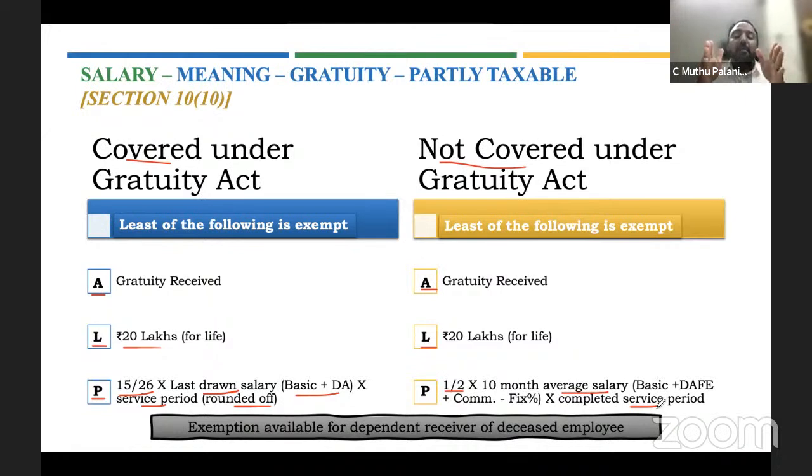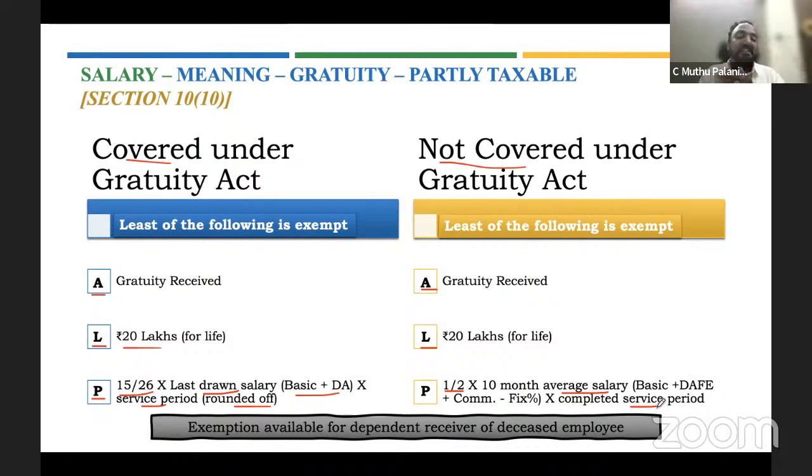Why take 10 months? Because you might have had appraisal, increment. So some changes would have happened to your salary. So instead of taking 1 month, you're taking an average of 10 months salary. So what do you mean by salary? When covered under Gratuity Act, it is basic plus dearness allowance. Here, when it is not covered, it is similar to HRA. What is it? Basic plus dearness allowance forming part of retirement benefit, commission as a fixed percentage of turnover. So these three things put together, exactly similar to your HRA.